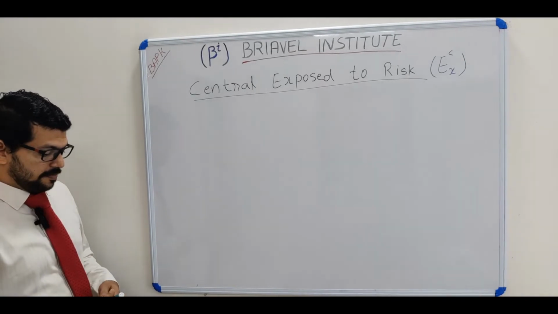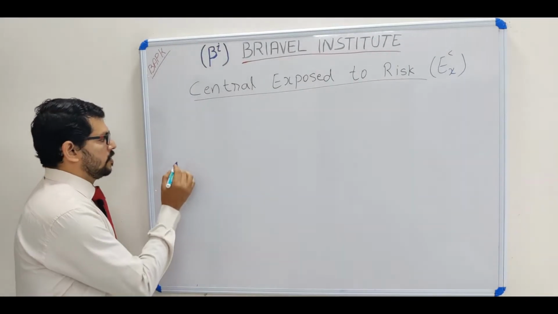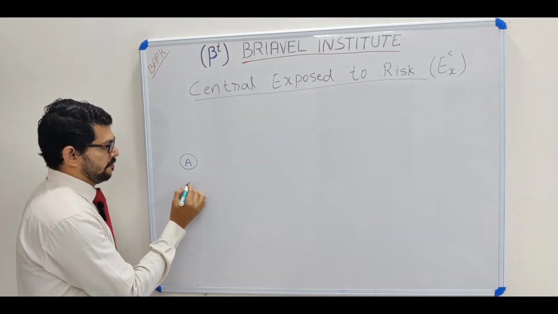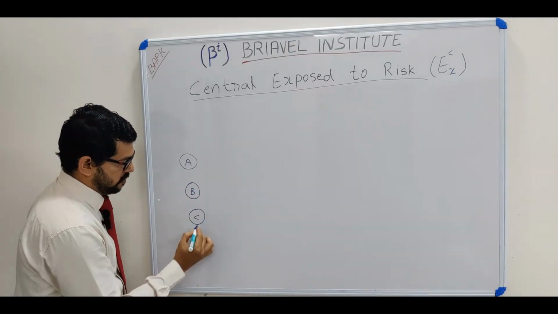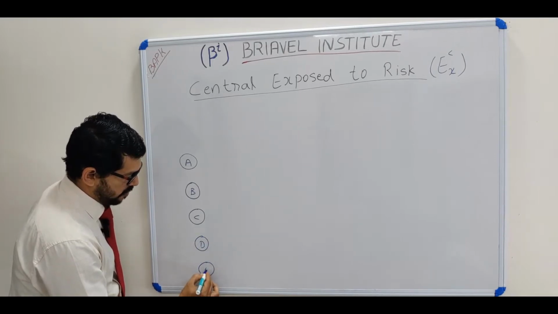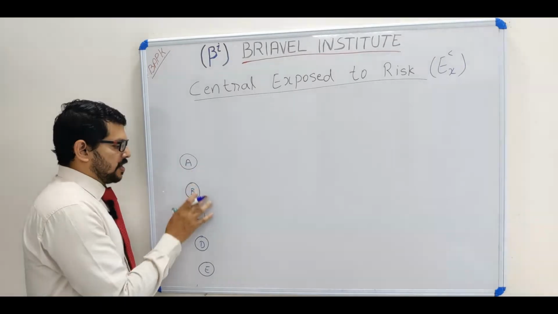Once upon a time, there were five friends. We'll say they are A, B, C, D, E. There are five friends.